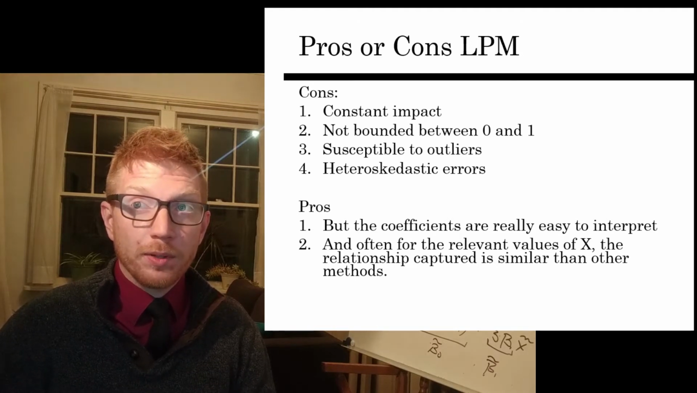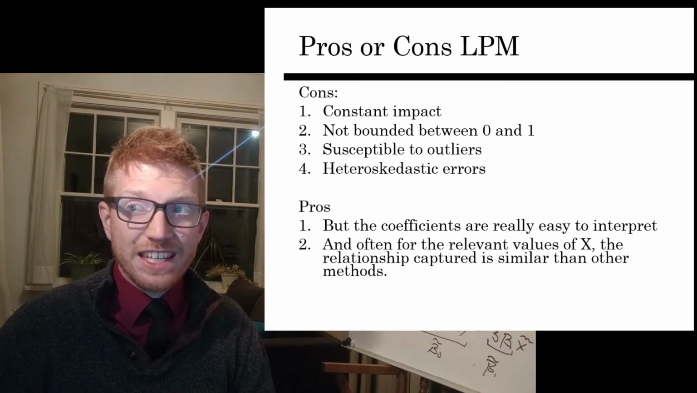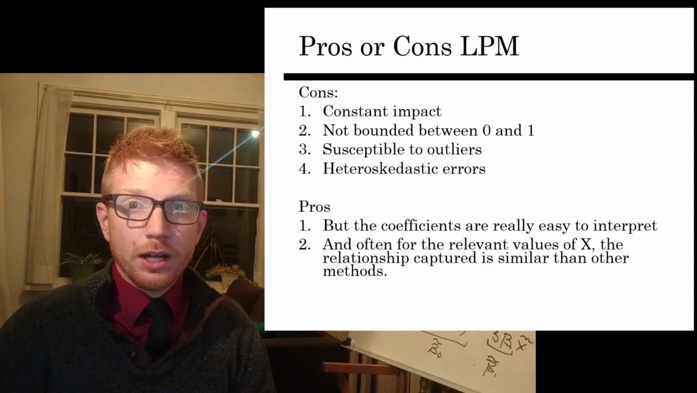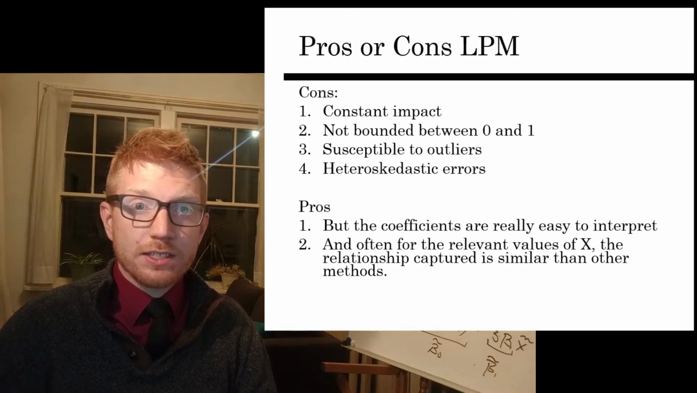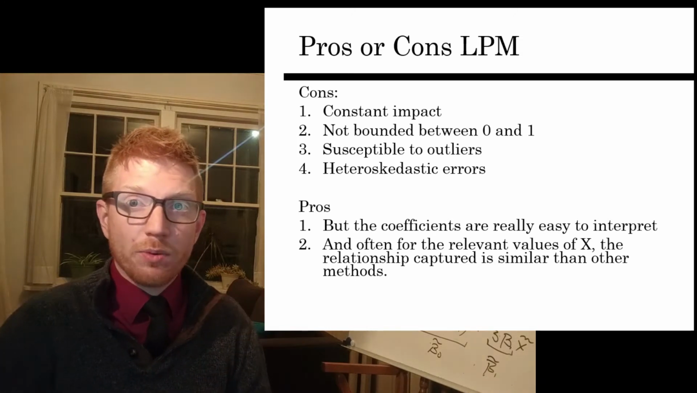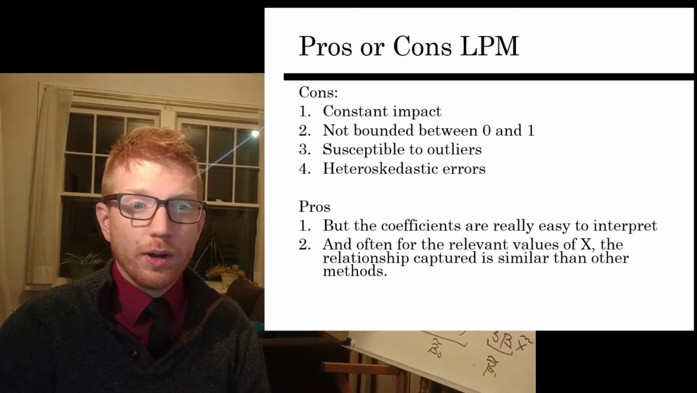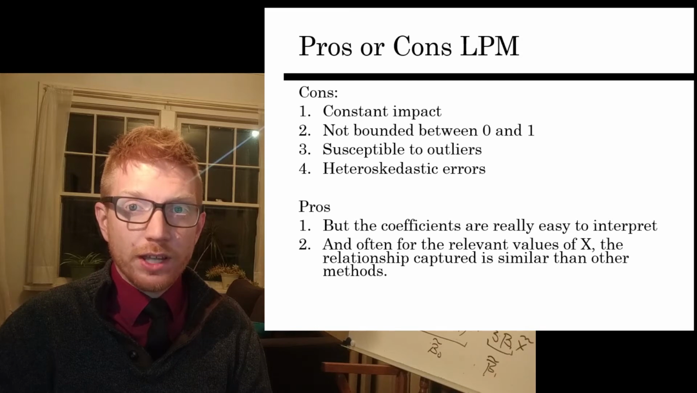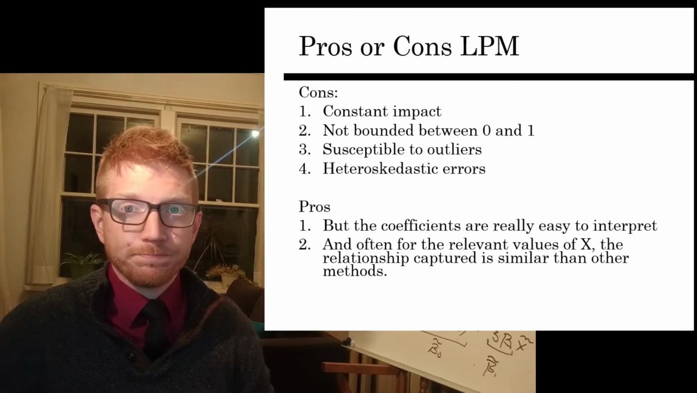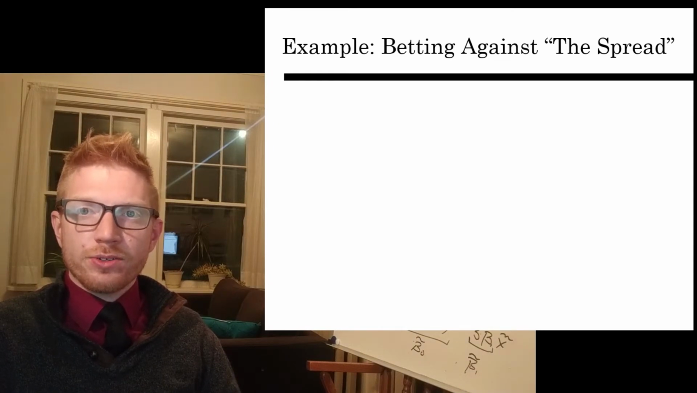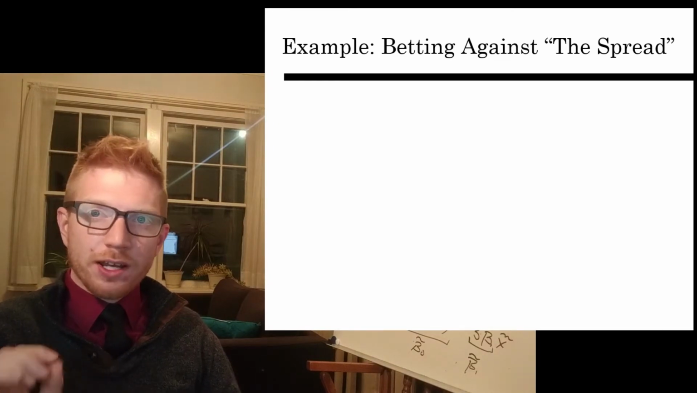However, linear probability models are very good in that the coefficients are very easy to interpret. It's hard to mess these up and get them wrong, and it's also, for the relevant values of x, the fancy techniques that we're going to talk about that are not the linear probability model often show a very similar relationship to the LPM.